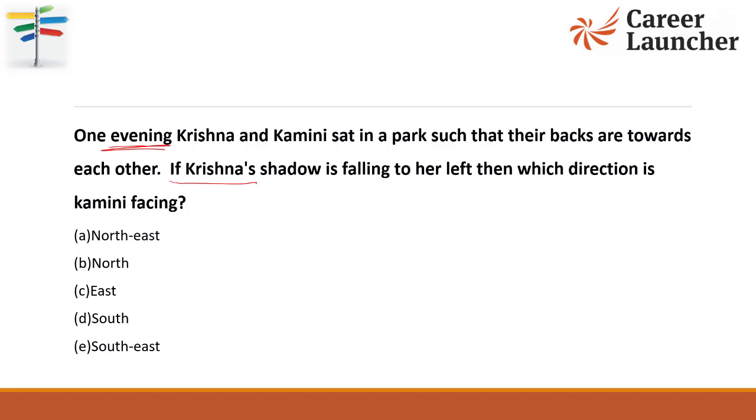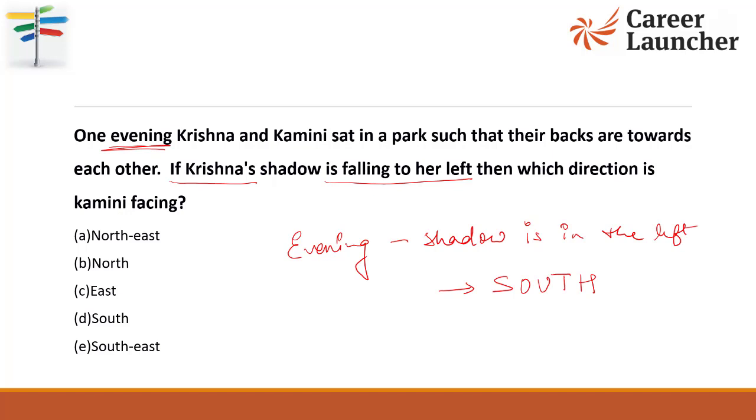Krishna's shadow is falling to her left. So what we need to see: evening time, shadow is towards left. Now in the evening time, if the shadow is on the left, the person faces south, as we have seen in the previous slides. That means Krishna is facing south. We have been asked what is the direction in which Kamini is facing. If Krishna is facing south, Kamini would be facing just the opposite direction, which would be north here. So Kamini would be facing north.